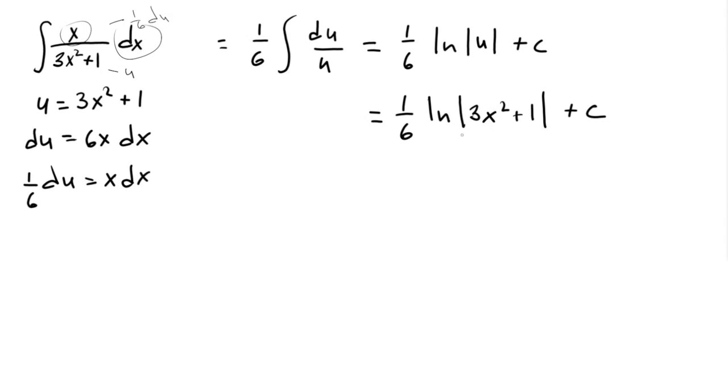In this case, you really don't need the absolute value markers because 3x squared plus 1 is always positive, but it's not wrong to put them in, so I'm going to leave them there.